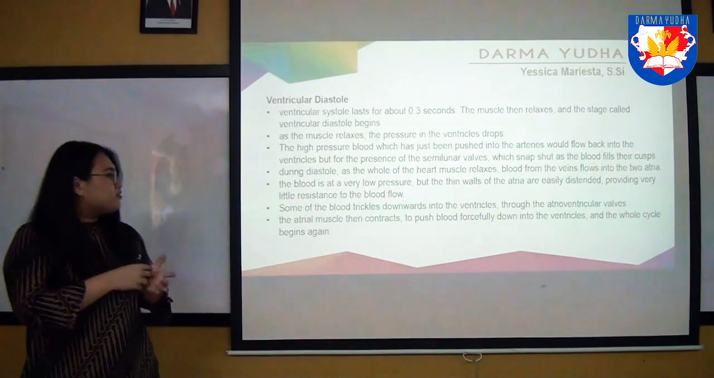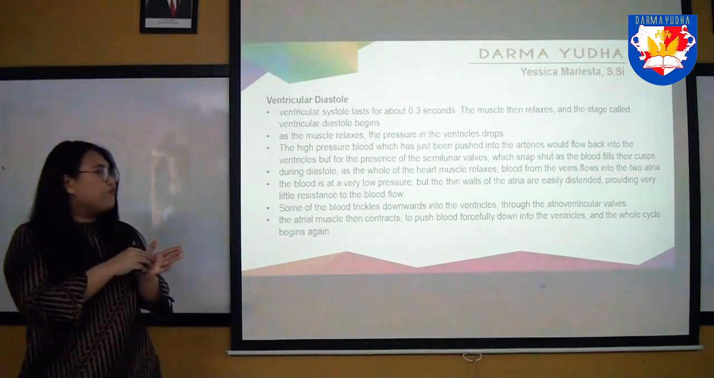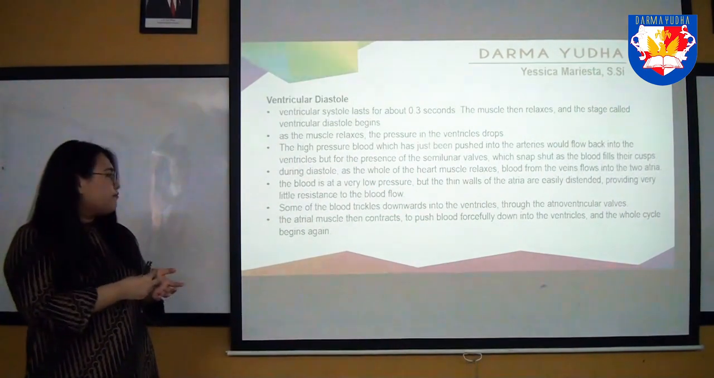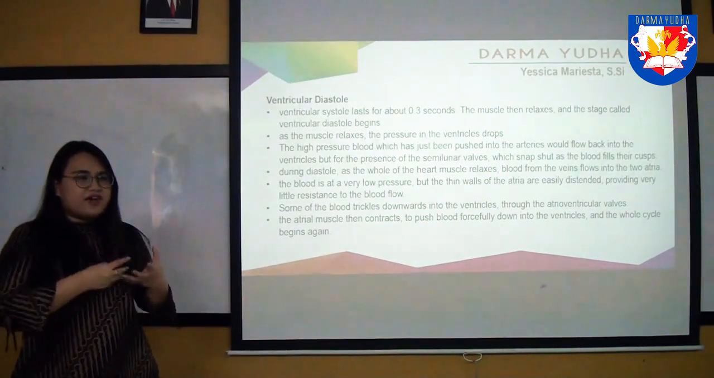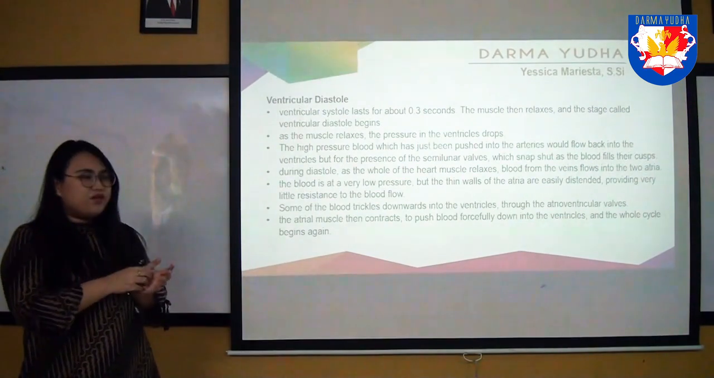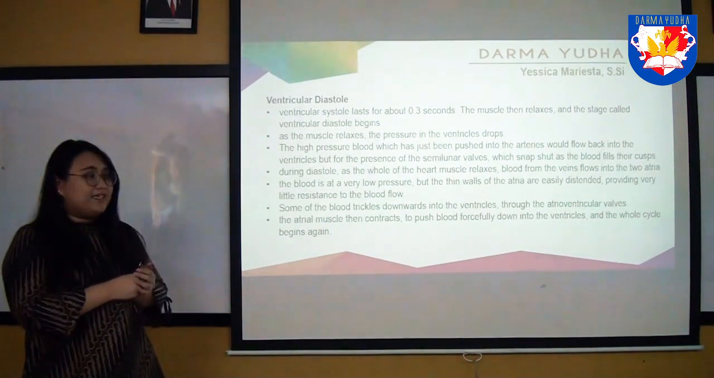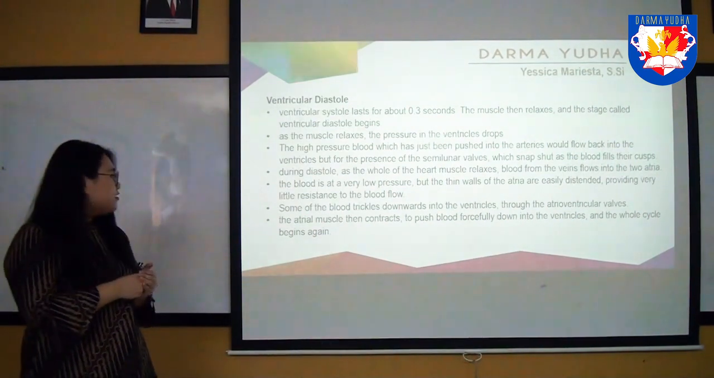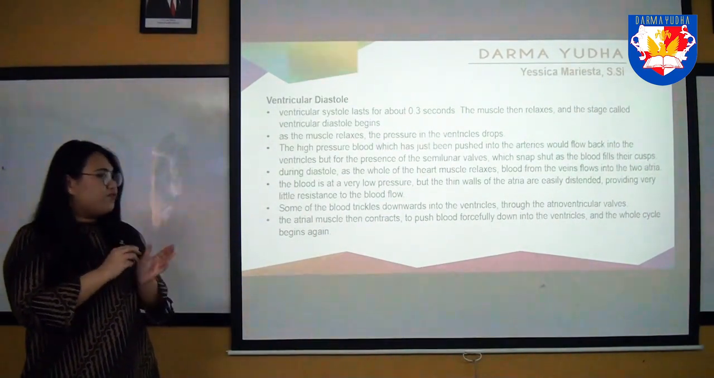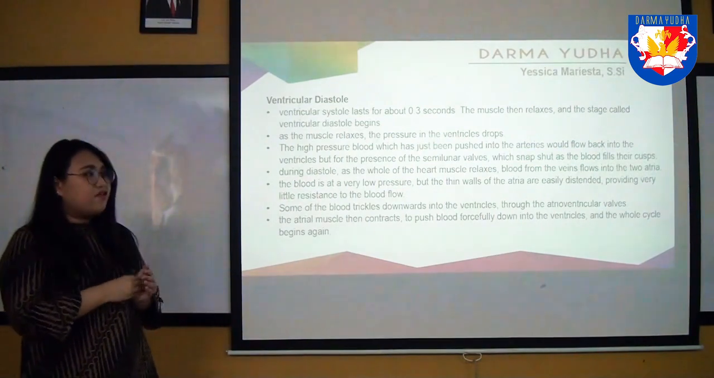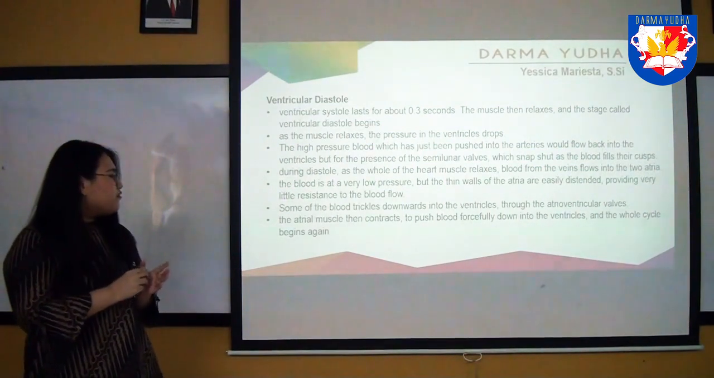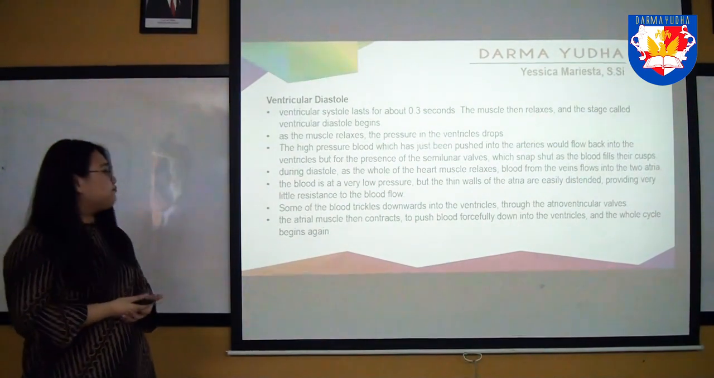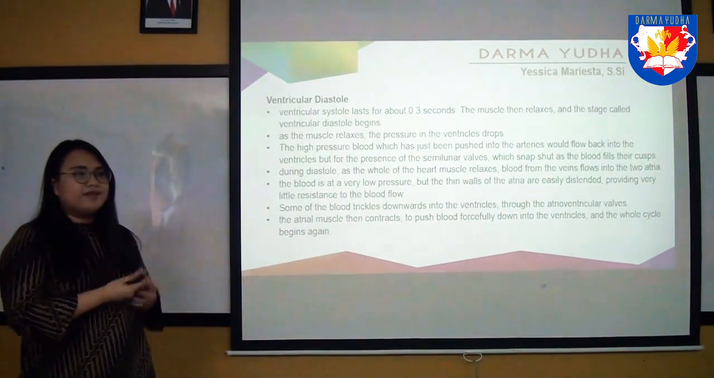During the diastole, the whole muscle relaxes. Blood from the veins flows into the 2 atria. The blood is at very low pressure, but the thin walls of the atria are easily distended, providing very little resistance to the blood flow. Some of the blood trickles downwards into the ventricles through the atrioventricular valves. The atrial muscle then contracts and pushes the blood forcefully down into the ventricles, and the whole cycle begins again.